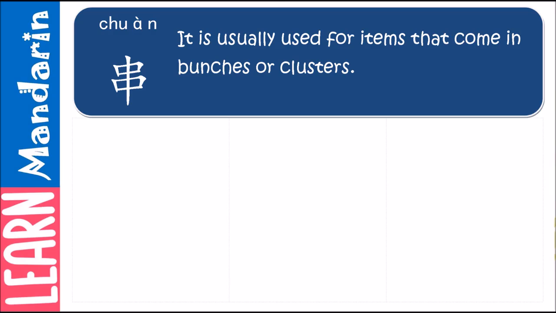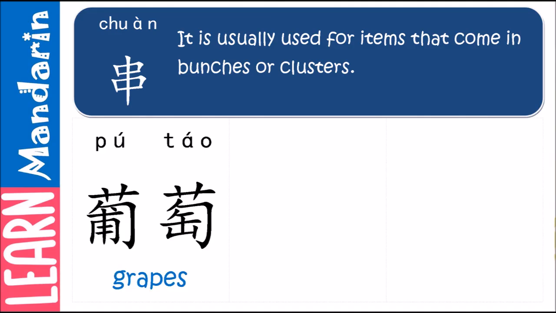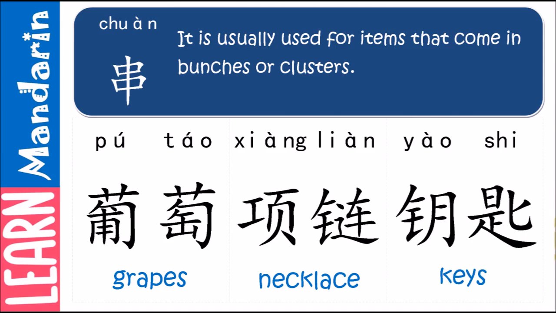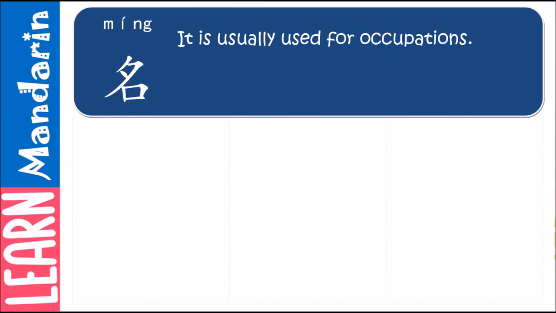The measure word 串 is usually used for items that come in bunches or clusters. Example of nouns that are commonly paired with the measure word 串 are 葡萄, 项链, and 钥匙.